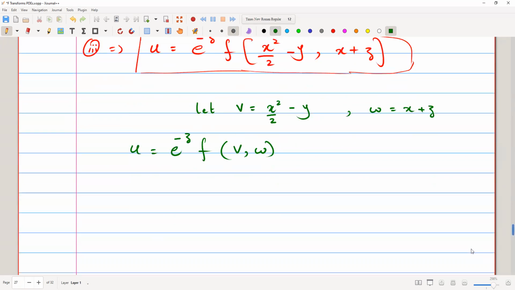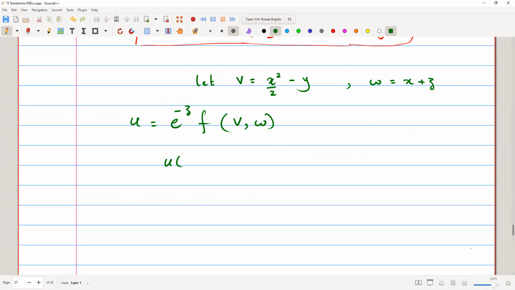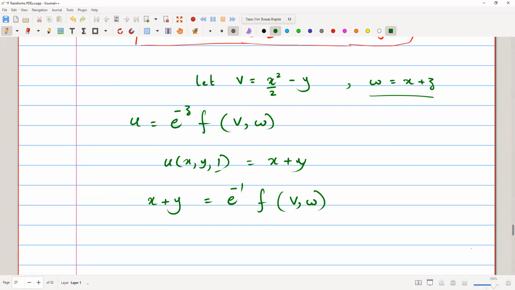the initial condition that is given is in terms of x, y, and z. So it's u(x, y, 1) equals x plus y. So in place of u, we can plug in x plus y equals e to the power negative 1, because z is 1 here, times f of v comma w. But here we have x and y, so we can convert x and y in terms of w and v from these relations.